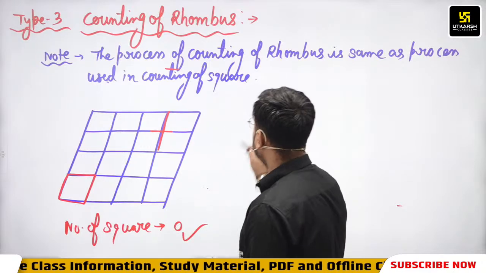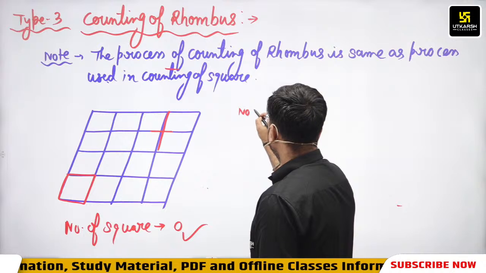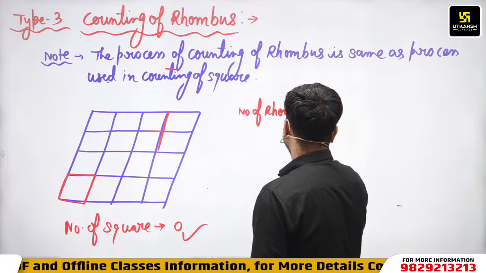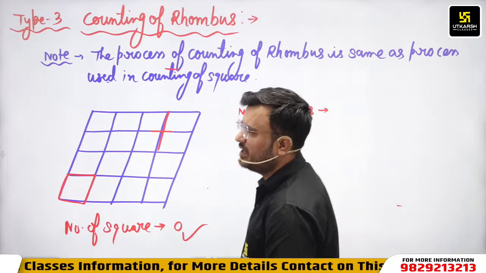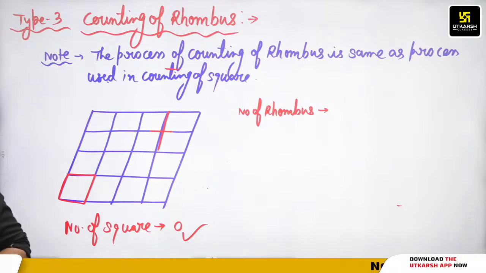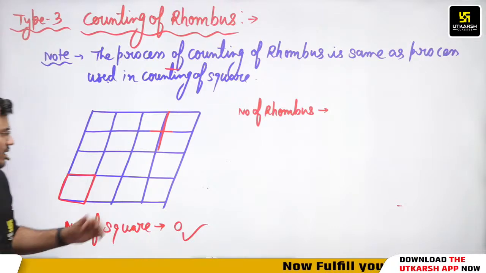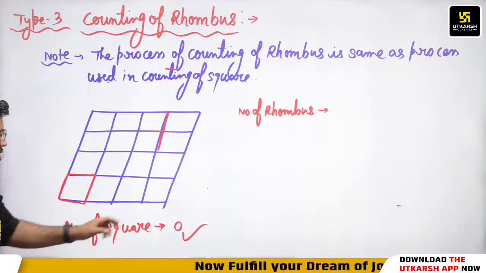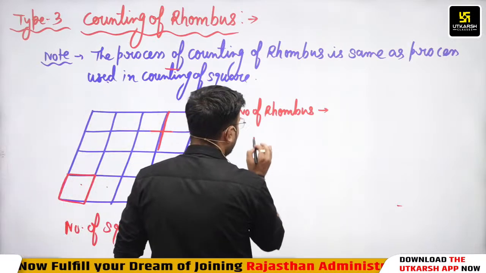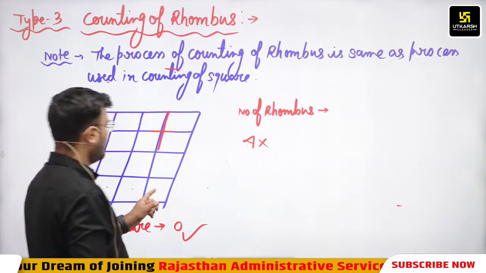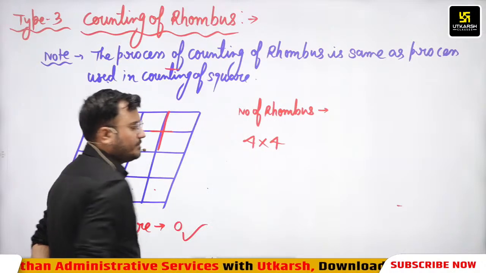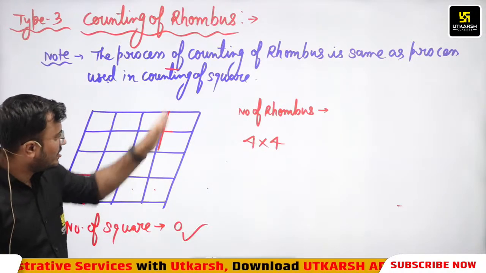But he is asking the number of rhombus. So we need to use the same process that we used in number of squares. We need to count how many smallest rhombus are arranged in horizontal order and in vertical order. You are able to see 1, 2, 3, 4. Total 4 horizontal smallest rhombus are there, and total 1, 2, 3, 4 smallest rhombus are arranged in a vertical order.